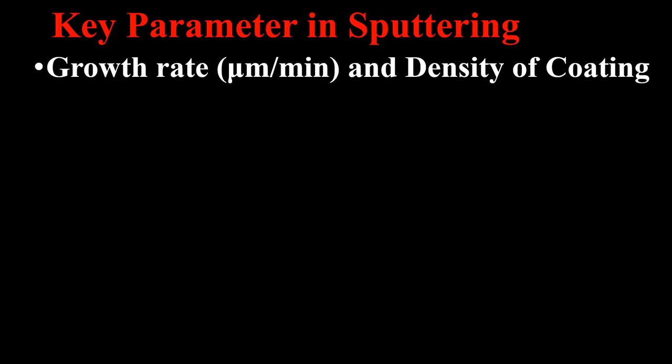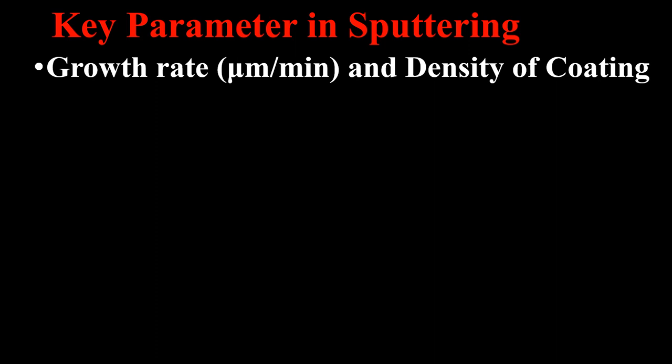So it is highly desirable in any kind of thin film deposition device or apparatus that the growth rate of the thin film which we want to deposit must be higher, and the density of the coated film should be more. Okay, if we think in terms of industrial applications, we need a higher range of product, too much product in limited time. So in that case we need a higher growth rate.